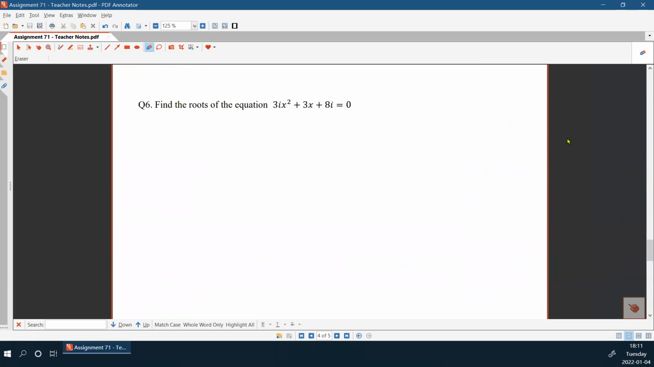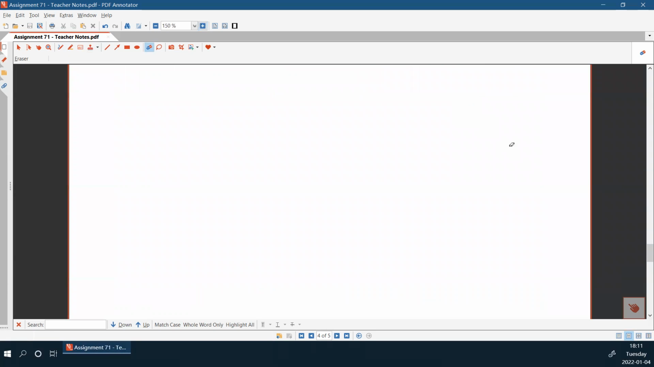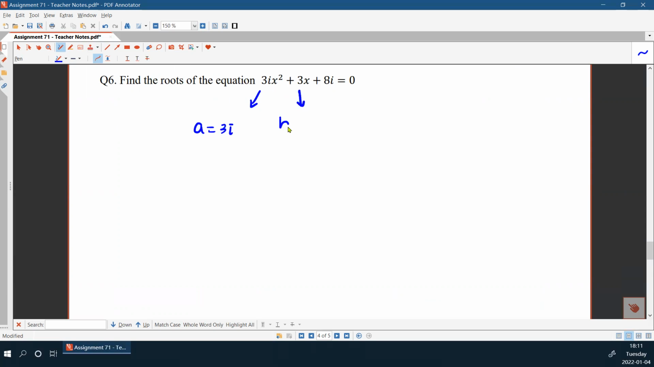All right, let's have a look at the next one. Find the roots of the equation here. So note here, this time the coefficients are not real numbers, right? It contains the imaginary unit i, but we can still use the quadratic formula to find the roots. So here, a is 3i, and b here is 3, and c is, of course, 8i, right?